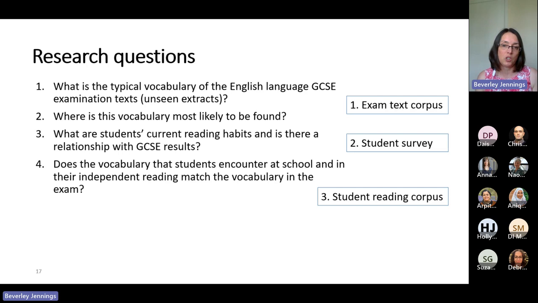And then my final question is, does the vocabulary that students encounter at school and in their independent reading match the vocabulary in the exam? And for that, I've created two more student reading corpora.